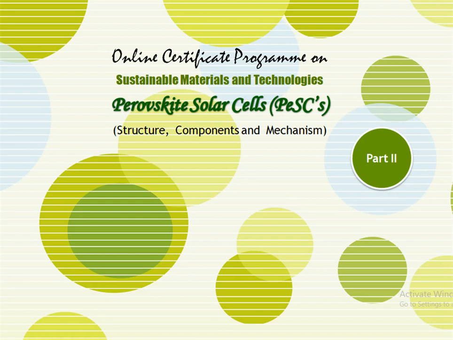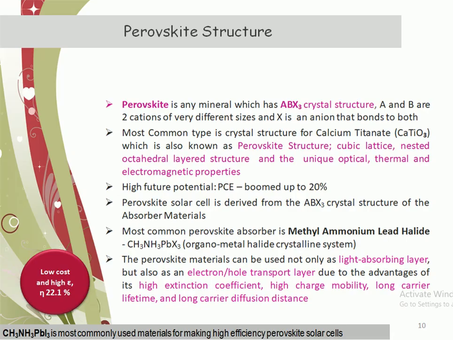Now I will move on to part 2, that is perovskite solar cells. Here we will discuss the structure, components and mechanism of perovskite solar cells. Perovskite structure: perovskite is any mineral which has an ABX3 crystal structure. A and B are two cations of very different sizes, and X is an anion that bonds to both.